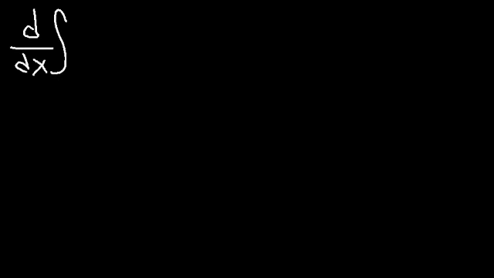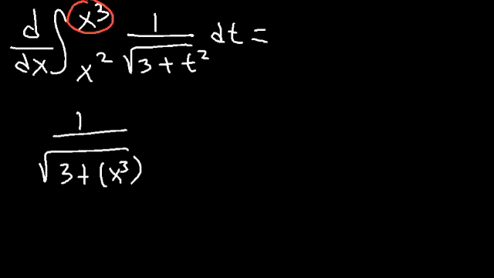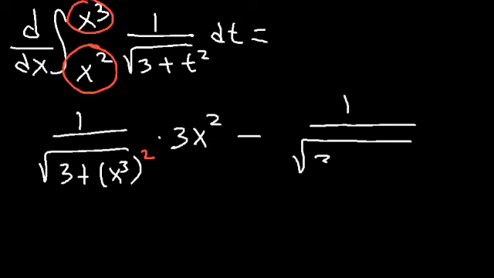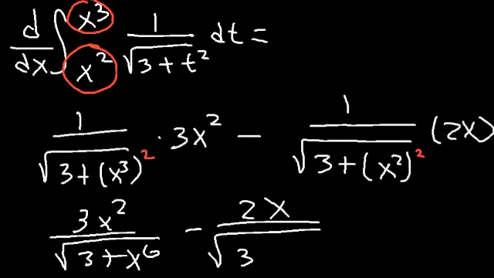For the sake of practice, try this one. So to get the answer the fast way, let's plug in the top part of the function, x cubed. So it's 1 over square root 3 plus x cubed squared, and then times the derivative of x cubed, which is 3x squared, and then minus. Now let's plug in the bottom part of the function. So it's 1 divided by square root 3 plus x squared squared times the derivative of x squared, which is 2x. So this is going to be 3x squared over square root 3 plus x to the 6th power minus 2x over square root 3 plus x to the 4th power.